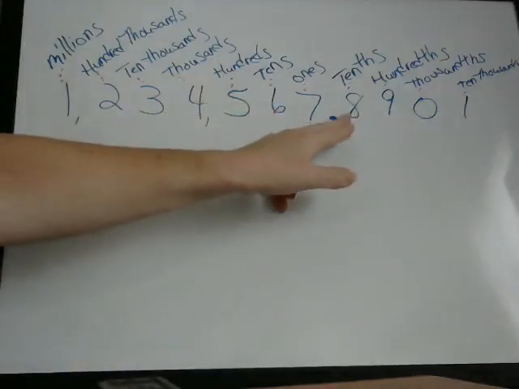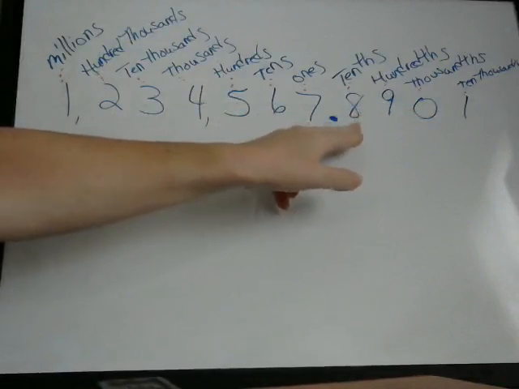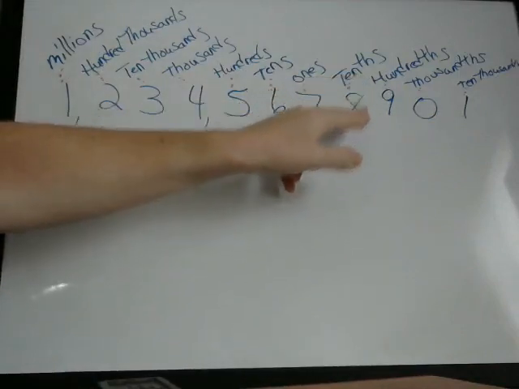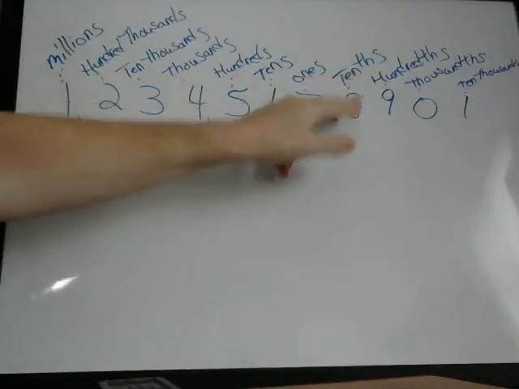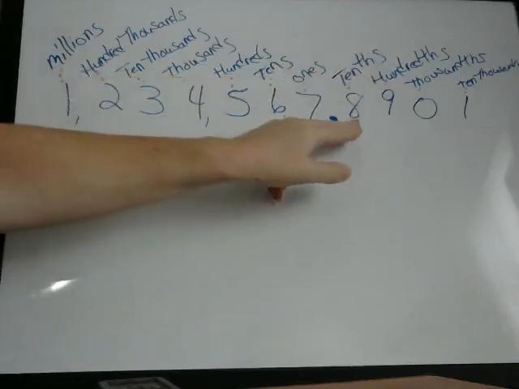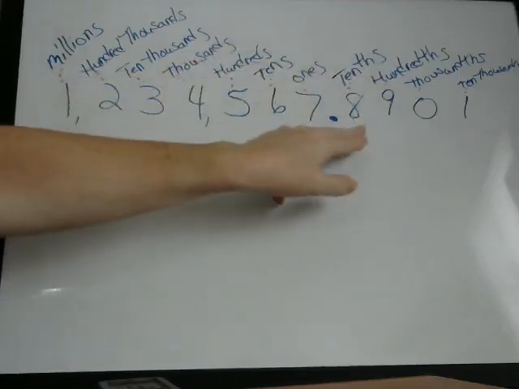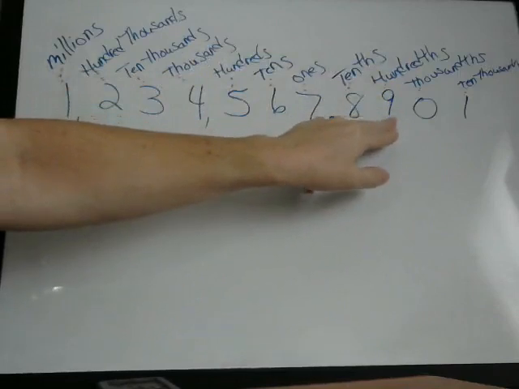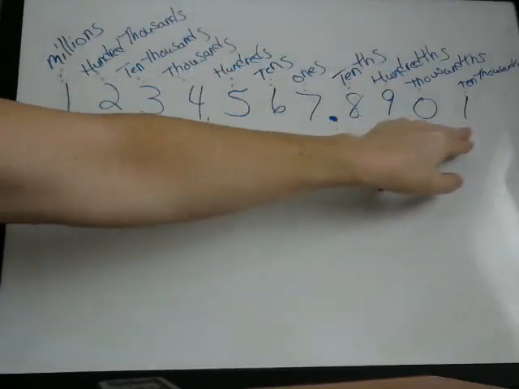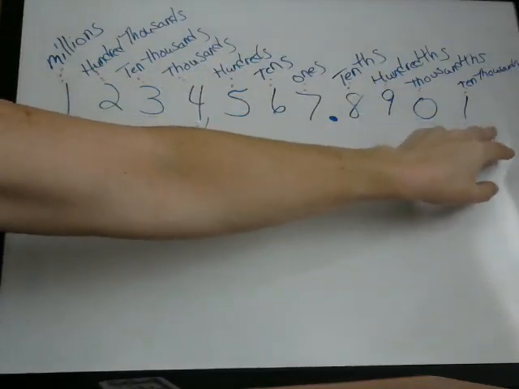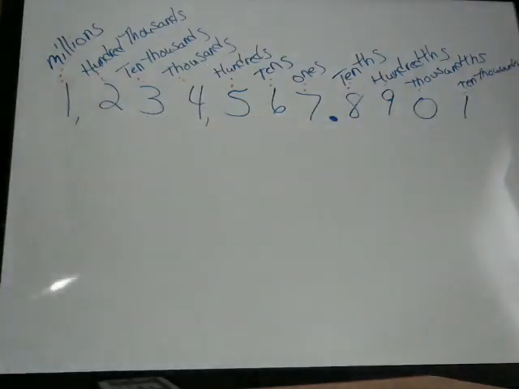You'll see there's no ones here. This is the tenths, and these are the same kind of words, except they have THS on the end instead of just your normal S. So tenths, hundredths, thousandths, 10,000ths, then there will be 100,000ths, etc.